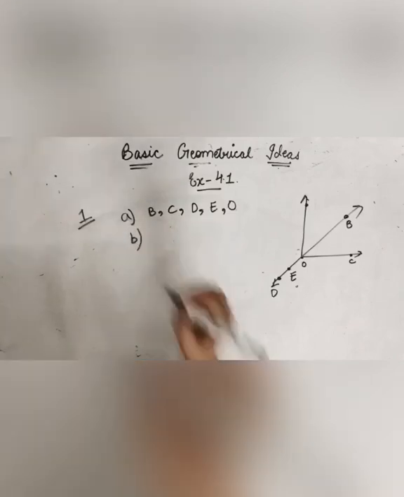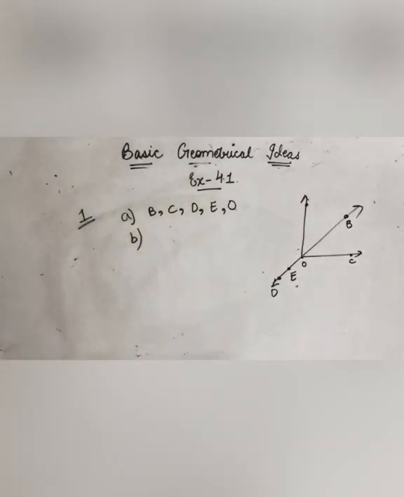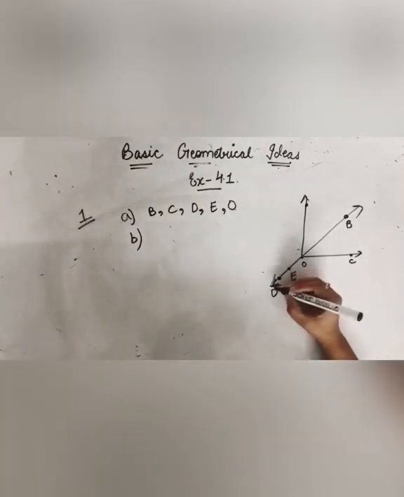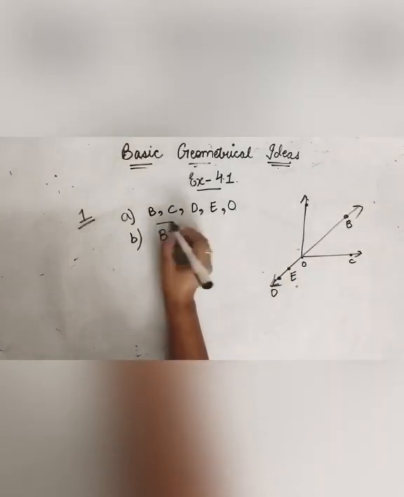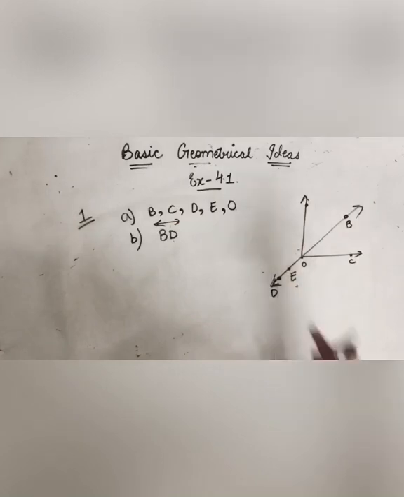B part. A line. Line has arrows on both the sides. So this is the line. B, D. BD is the line.